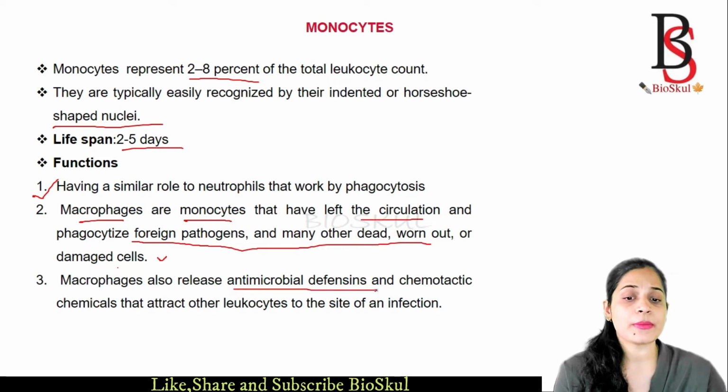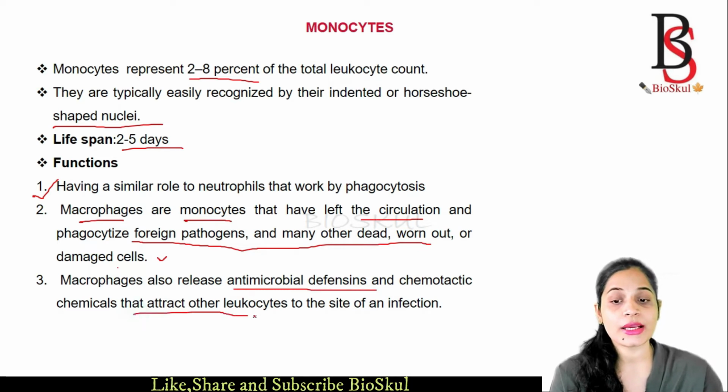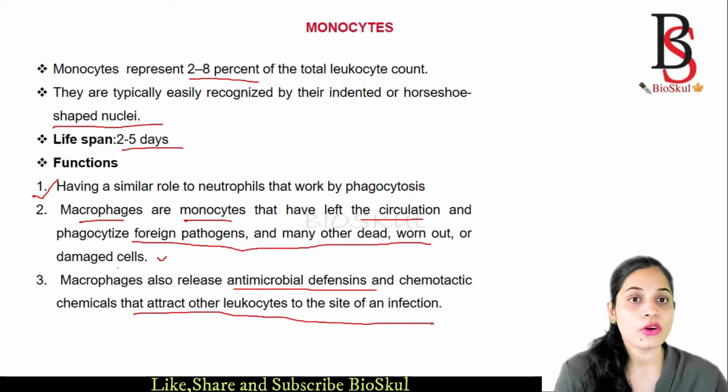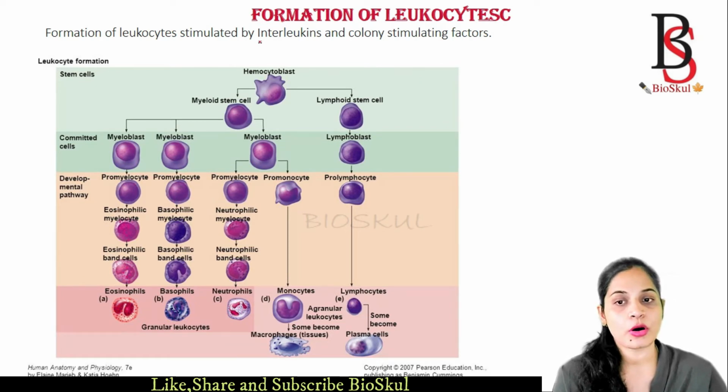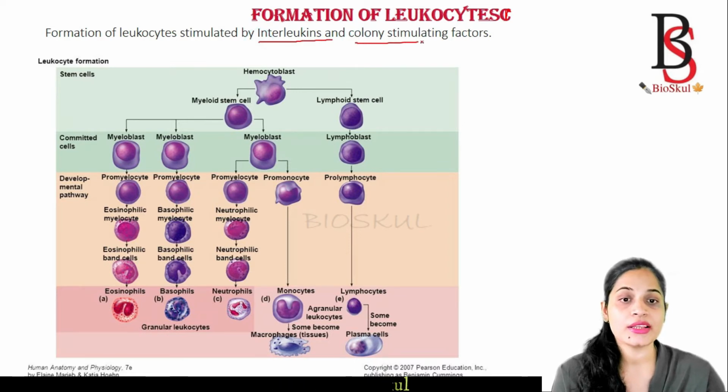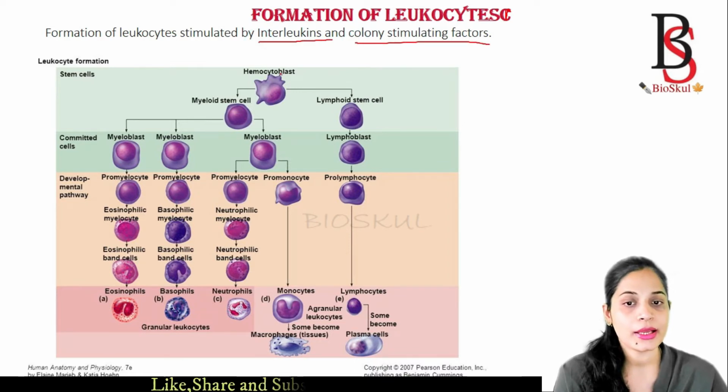Macrophages release the antimicrobial defensin and chemotactic chemicals that attract the other leukocytes to the site of an infection. Okay, now we'll see how the leukocytes are formed. Formation of leukocytes is stimulated by interleukins and the colony stimulating factors.